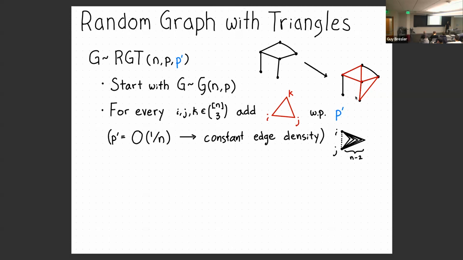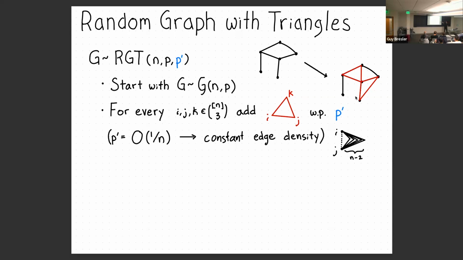We're going to work with a particular dependent distribution. We call it the random graph with triangles, for reasons that will become evident in a moment. So we start with an Erdos-Renyi graph, G(n,p). For every triple of vertices, we take the union with the triangle with probability p prime. So independently, for every triple of vertices, we just add a triangle. This is done for all of the n choose 3 triangles. It turns out that the interesting regime, or at least the regime that we can handle, is p prime on the order of 1 over n. We'll actually take 1 over n log n.